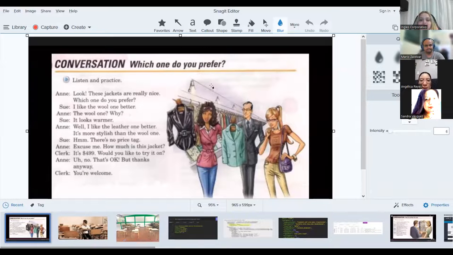Look, these jackets are really nice. Which one do you prefer? Sue? Who is Sue? Sandra. Sandra? Okay. I like the wool one better. The wool one? Why? It looks warmer. Well, I like the leather one better. It's more stylish than the wool one. There is no price tag. Excuse me, how much is this jacket? It's 489. Would you like to try it on?